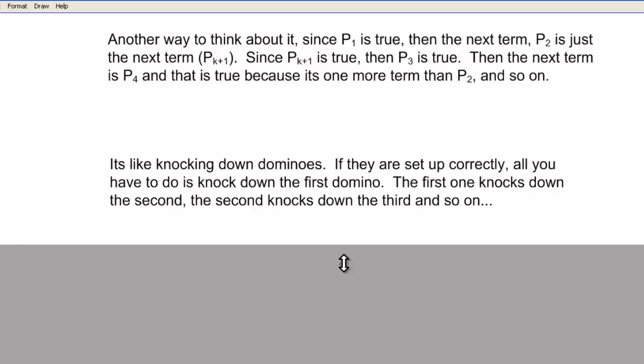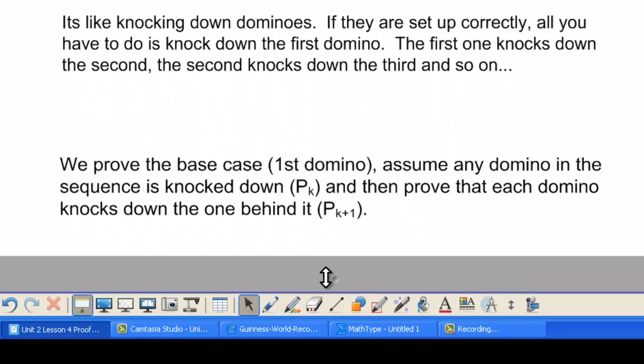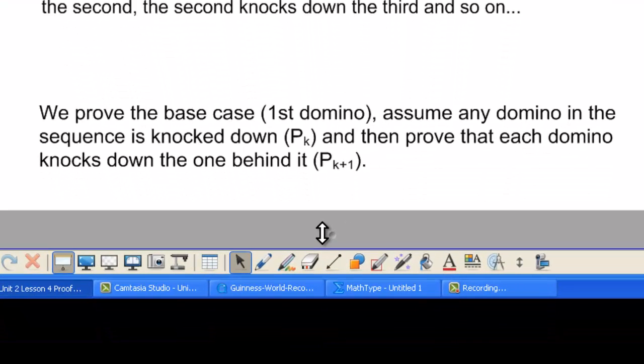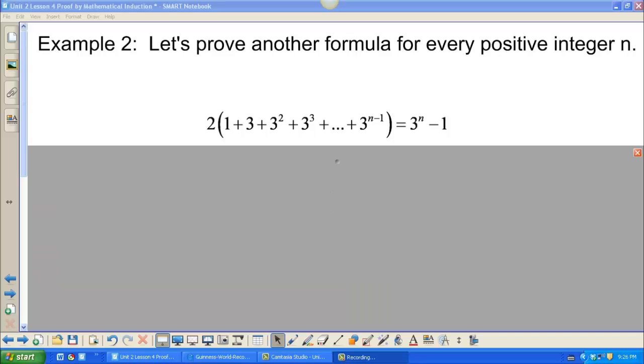All right, so that's the whole premise of proof by induction. You prove the base case, you assume that it's going to be true for an input k, and if you can understand that it works for k plus 1, then it has to work for all of them. So in that video, we proved the base case, the first domino, and we assumed any domino in the sequence is knocked down, and then we proved that the next domino would be knocked down behind it.